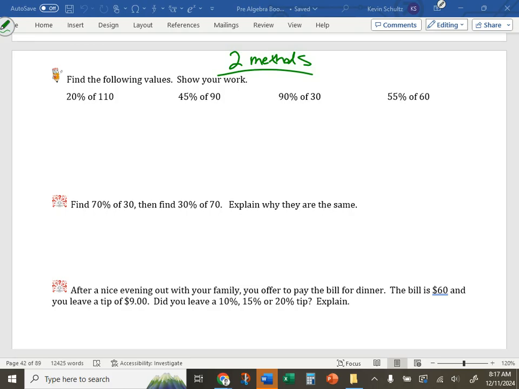So 2 methods. You're practicing one of the more challenging ones. You can also use the multiplication method. You do need to show your work. Okay, you do need to show your work. Some word problems as well.